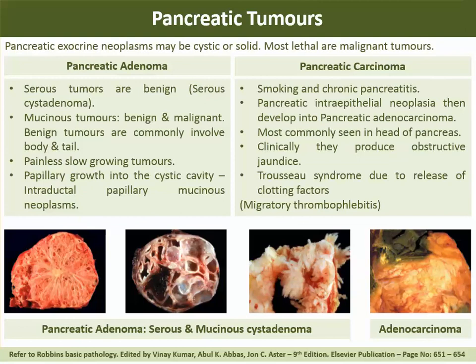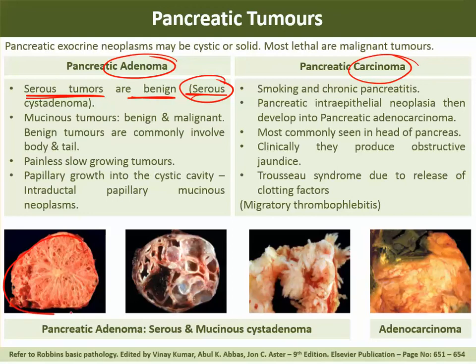Now coming to pancreatic neoplasms, adenoma and carcinoma can happen in the pancreas. And adenomas are serous tumors. They are generally benign, and they are serous. For example, in the adenoma, there will be small cysts inside. The cyst will contain serous fluid. Okay, it will contain serous fluid. It is called serous cystadenoma.